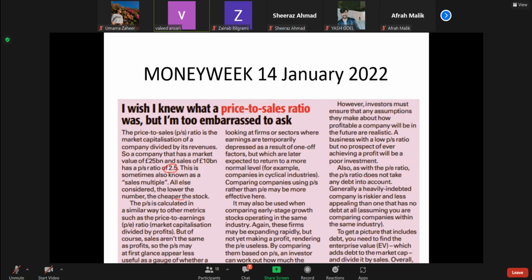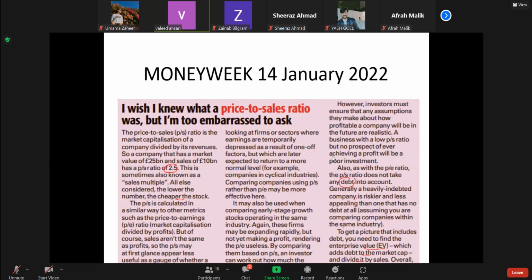Also, as with the P/E ratio, P/S does not take any debt into account, or how risky the firm is. Generally, a heavily indebted company is riskier and less appealing than one with no debt, assuming that you are comparing within the same industry. Actually, that implies that you need to find out enterprise value, which I will also hint at later on, which adds debt to the market value and divides it by sales. As with all ratios, P/S should not be used in isolation. Naturally, it should not be used in isolation.